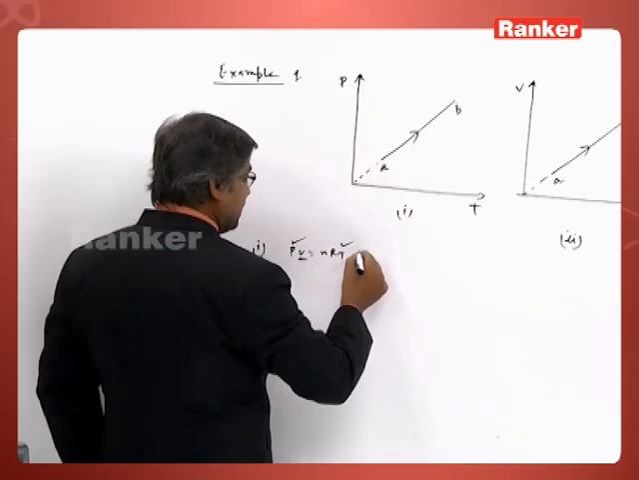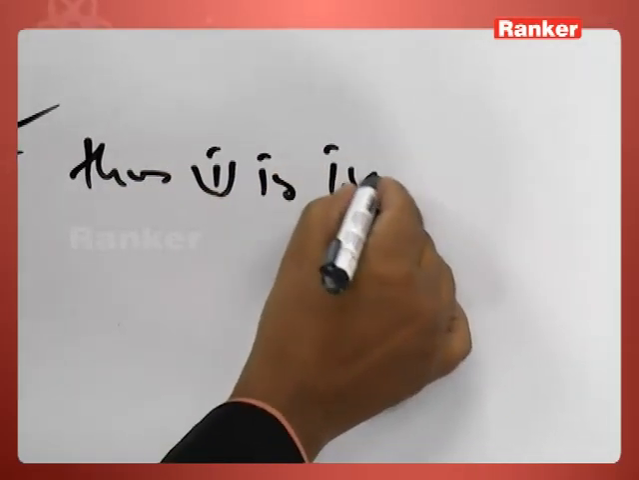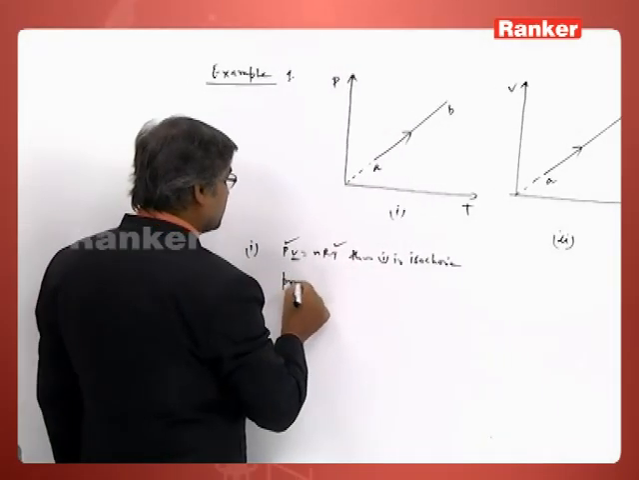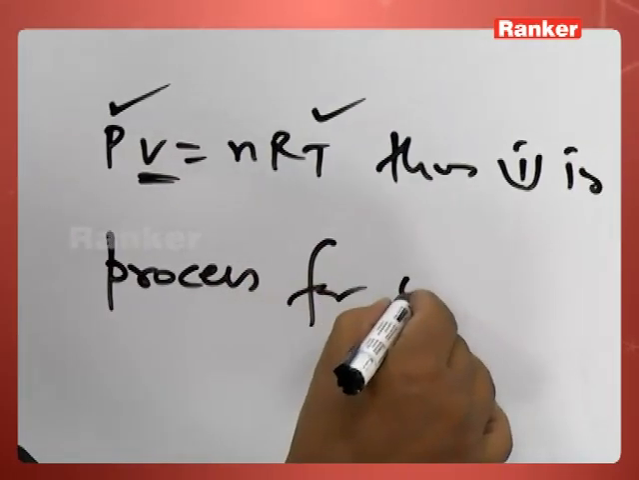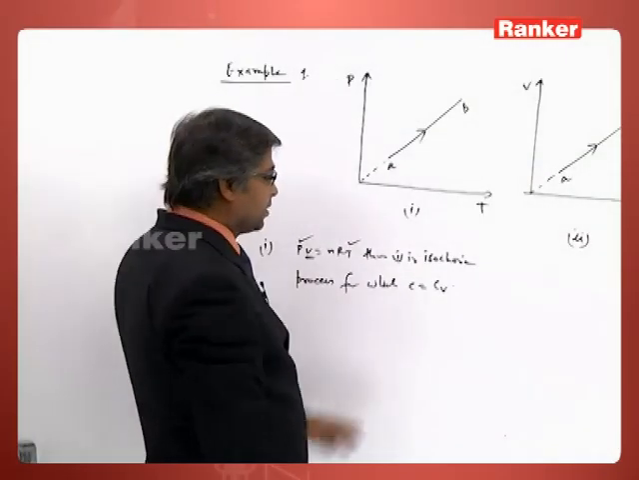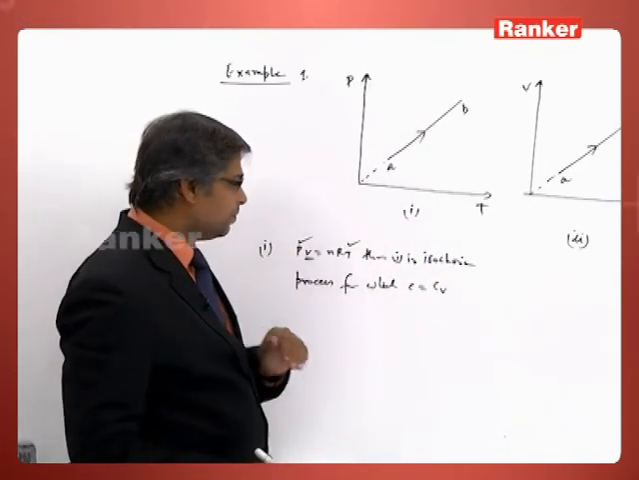This process is thus, first, an isochoric process, for which C is equal to CV. So C is equal to CV for this process.